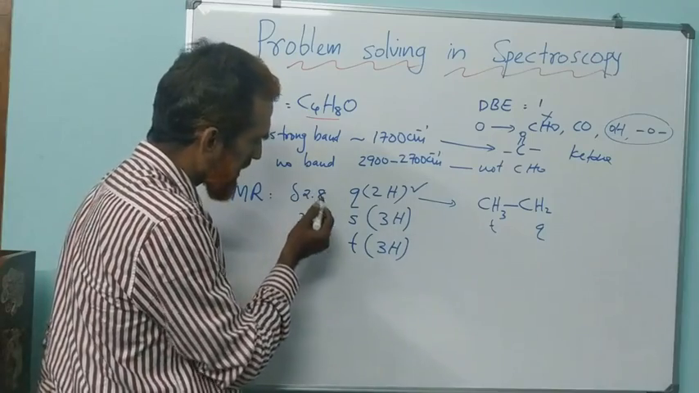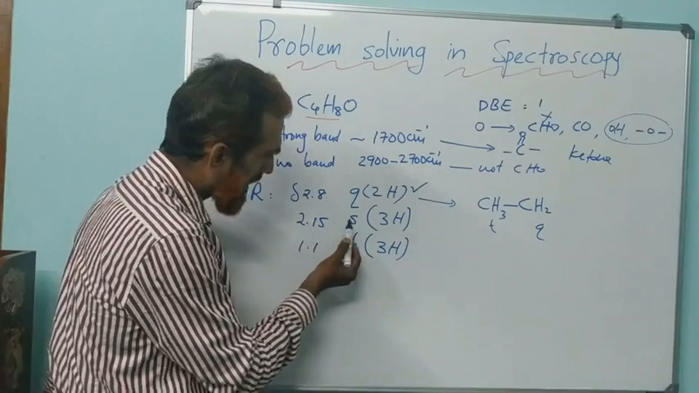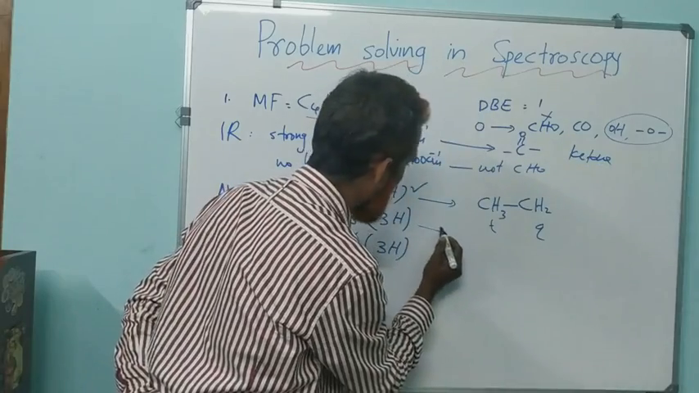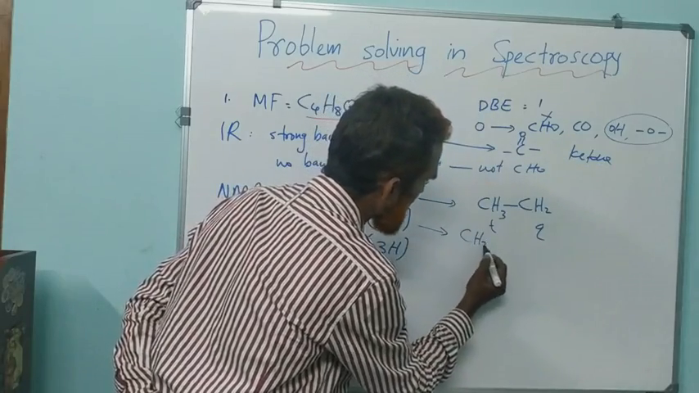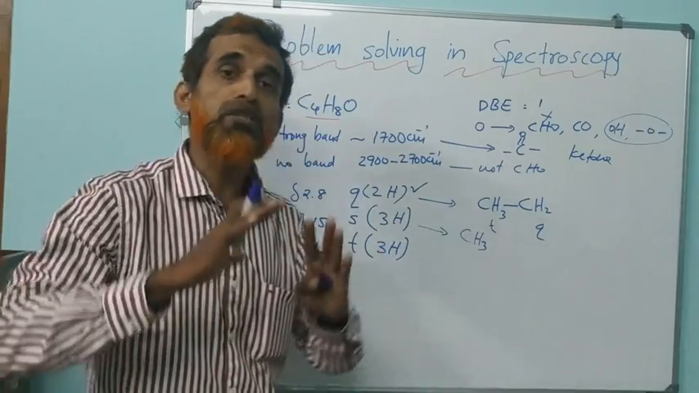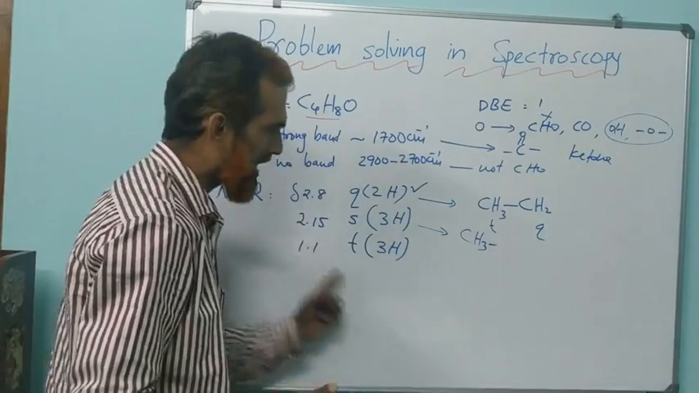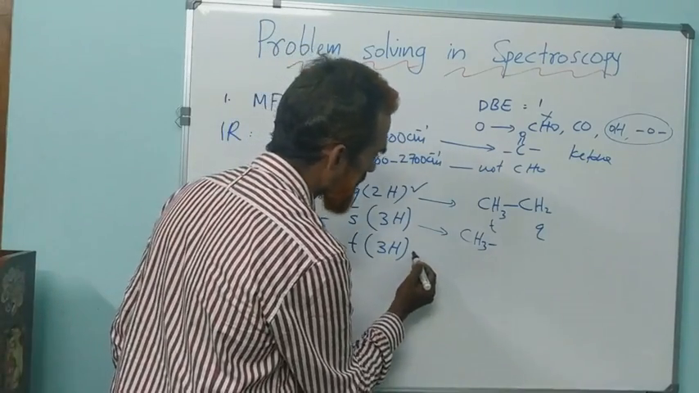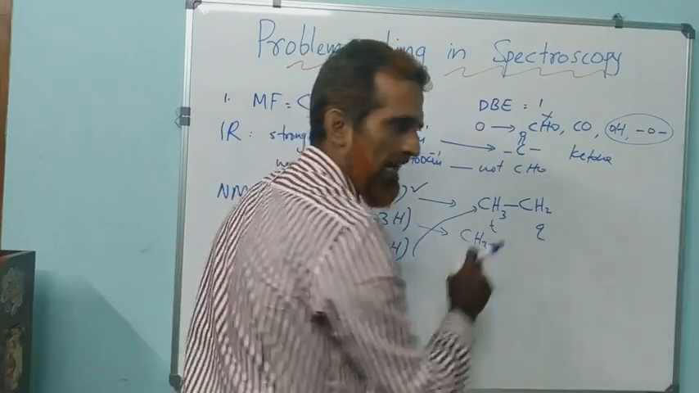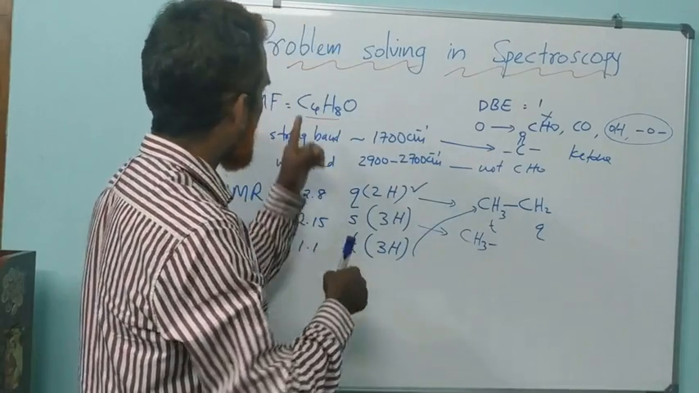Now, what about the rest? There is a singlet for 3 protons. A 3 proton singlet means there is a CH3 which appears as a singlet because there is no neighboring proton. So this is how the NMR data is interpreted. We can just connect all this information to get the structure. There are only 4 carbons.